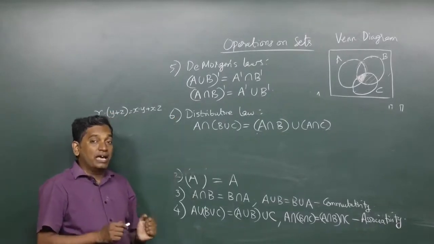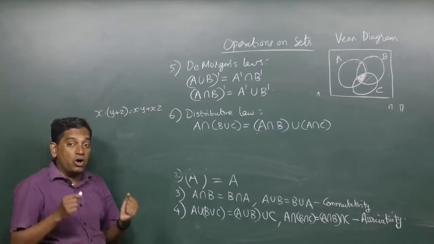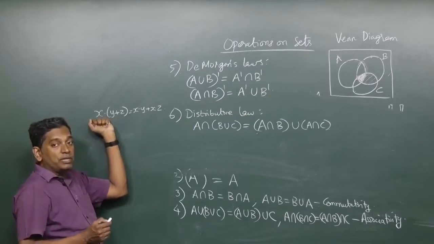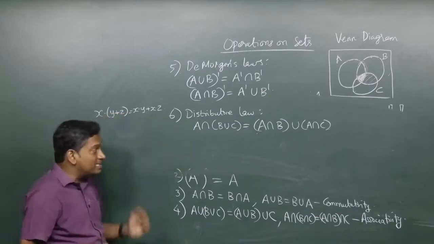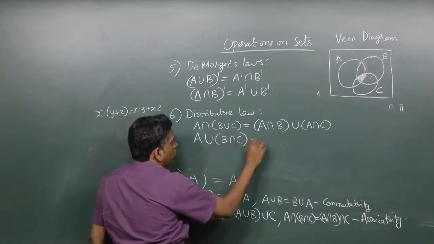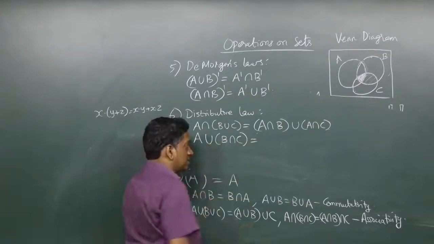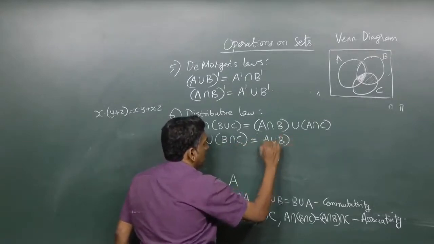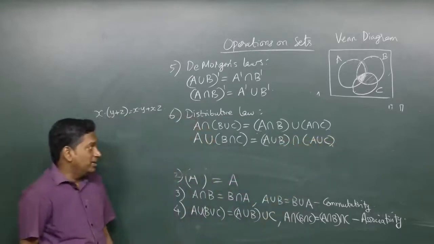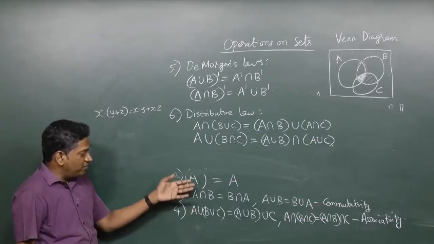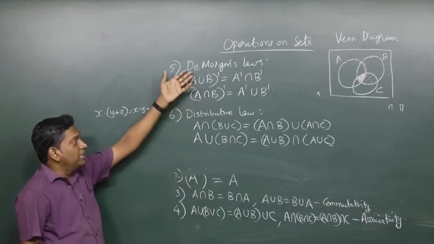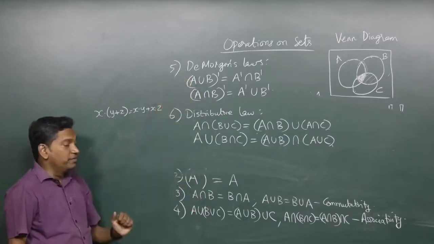But we have to be a little careful in extending this analogy, because in normal numbers the distributive law is true only for multiplication over addition, but in sets we can actually show that this distributive law is also true: A union (B intersection C) is actually (A union B) intersection (A union C). Okay, so here we have basic properties like commutativity, associativity, etc., De Morgan's laws and the distributive law.